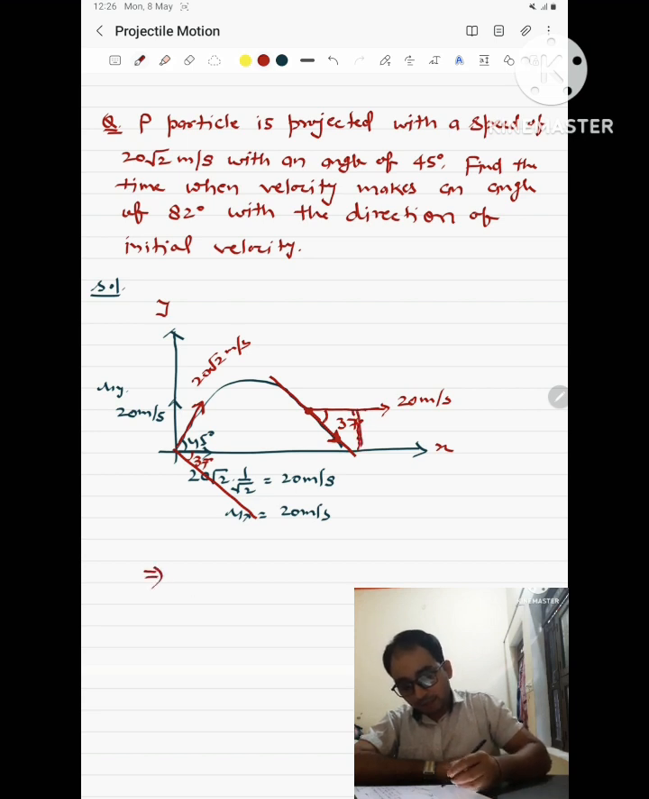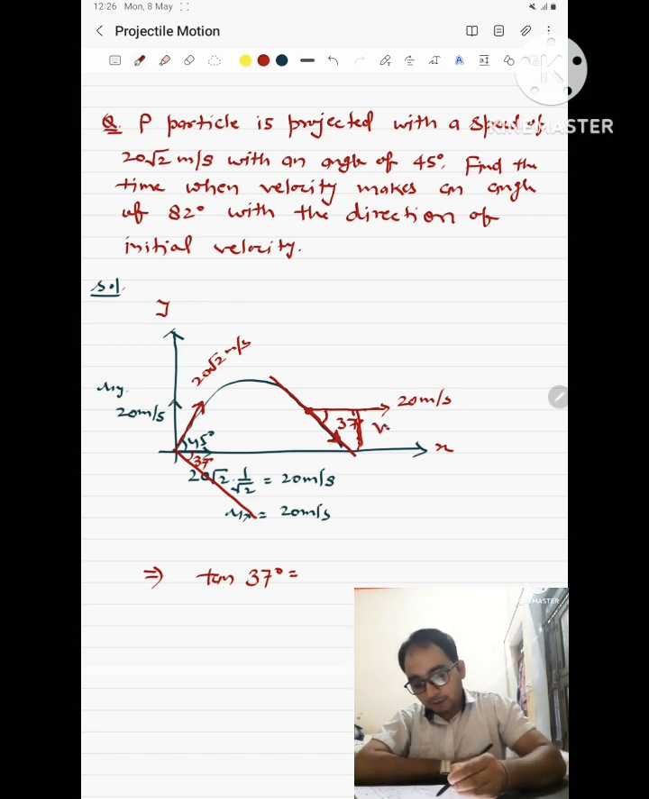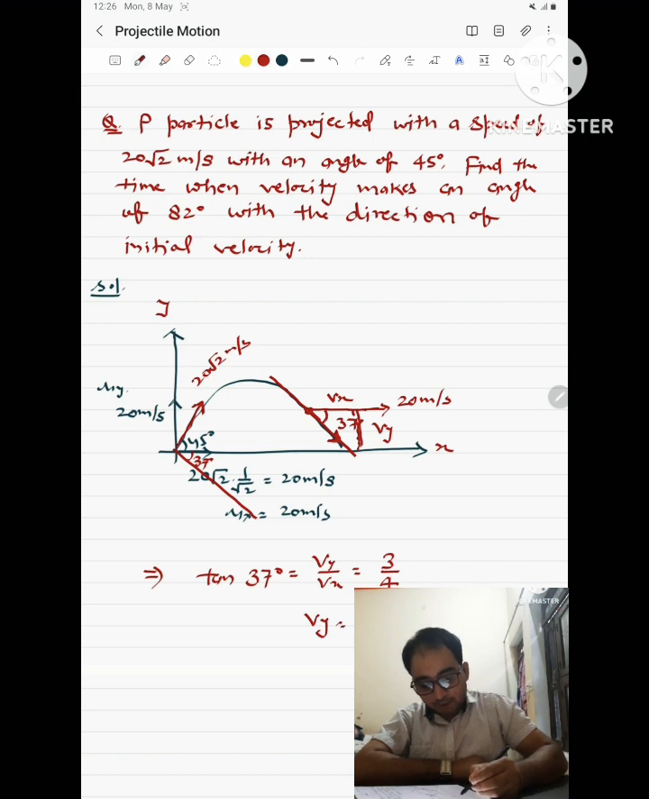From this we can calculate this Vy. If we write tan 37 degree, this is Vy, this is Vx. So Vy by Vx equals tan 37, which is 3/4. So Vy is 3/4 into Vx, which is 20. So this will come 15 meter per second.